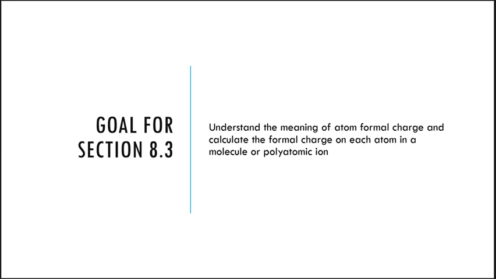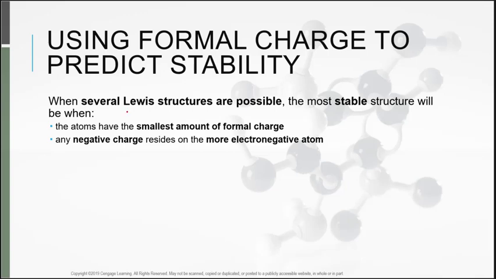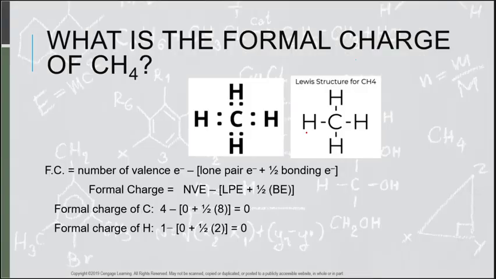We are on to section 3, looking at the meaning of atom formal charges and calculating the formal charge on each atom in a molecule or a polyatomic ion. When there are several Lewis structures that are possible, we looked at one in this last video, the most stable structure will be when the atoms have the smallest amount of formal charge and any negative charge resides on the more electronegative atom. So let's figure out how to find formal charge, and we're going to look at CH4, methane.